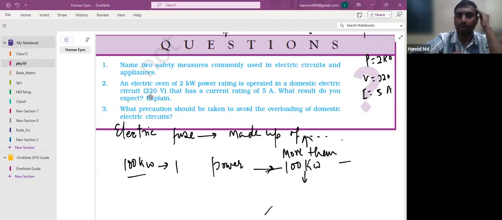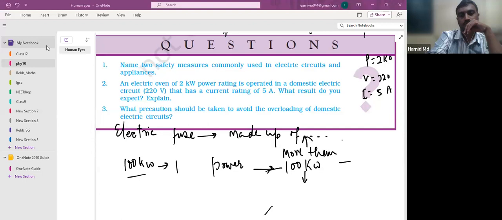Name 2 safety measures commonly used in electric circuits and appliances. Using the earthing wire. Yeah, it can prevent electric shocks. Yeah, that's good. And Faz, will you tell the second one other than earthing? And Madiha, be ready.